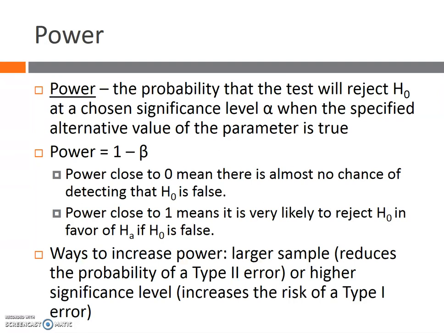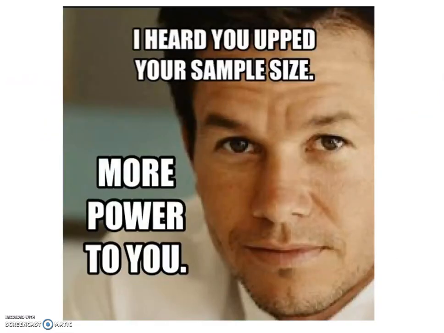So there are 2 ways that you can increase your power. If you take a larger sample, right? A larger sample is going to reduce the probability of making a type 2 error. Or if you have a higher significance level, a higher alpha. This increases the risk of a type 1 error and therefore changes your chance of a type 2 error. So, I heard you upped your sample size. More power to you.